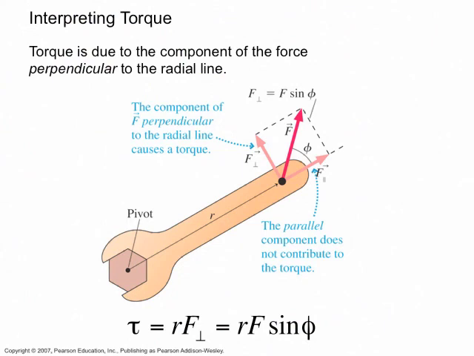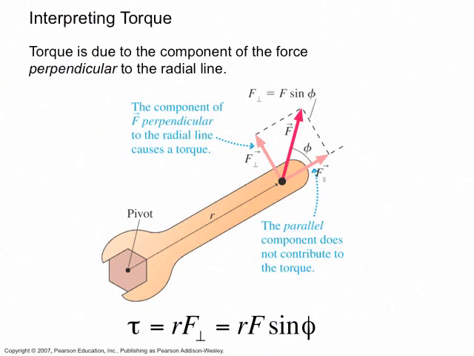So the product of the distance, the position vector r, from force to pivot, times the perpendicular force is our torque. But what is that perpendicular force? The component of the force that's perpendicular to the position vector? Well, we see that F perpendicular is equal to F sine phi. It's the component opposite phi, the angle between the force and the position vector.